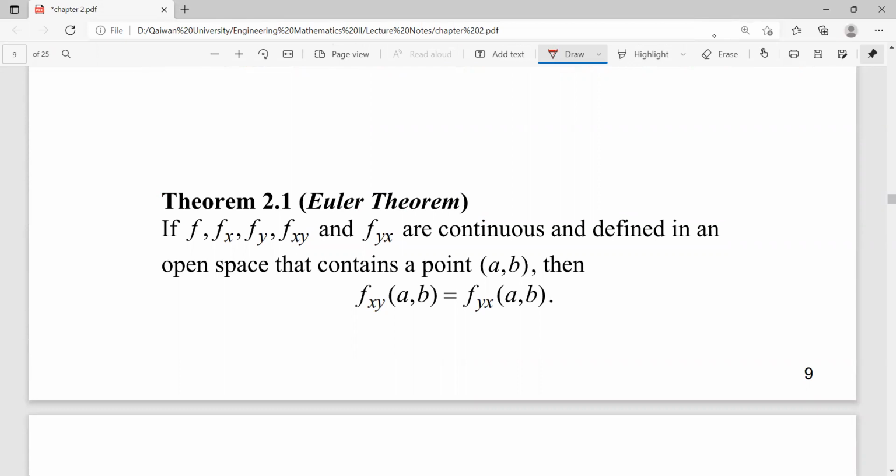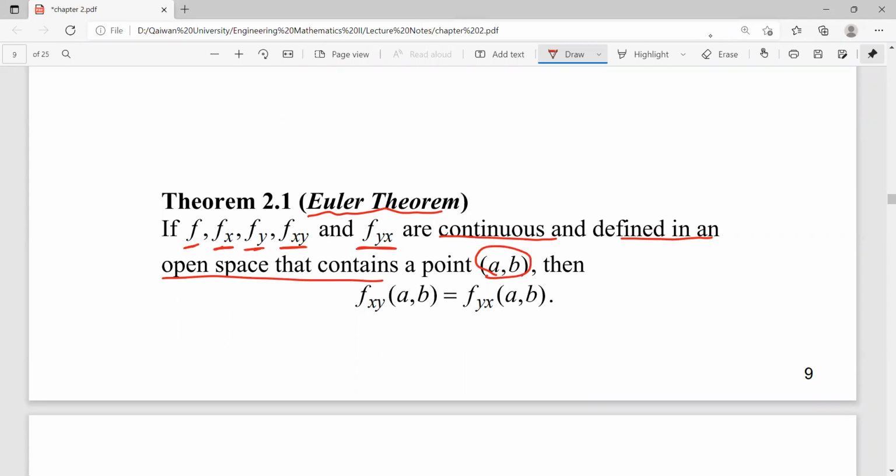Now we have the Euler theorem. The Euler theorem says if f sub x, f sub y, f sub xy, and f sub yx, if these partial derivatives are continuous and defined in an open space that contains a point (a, b).